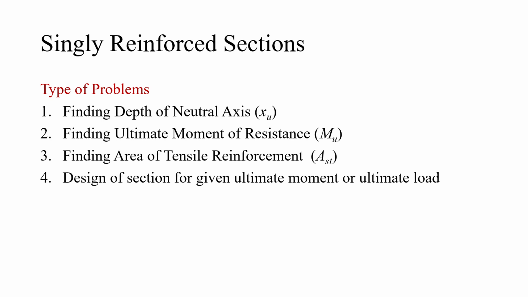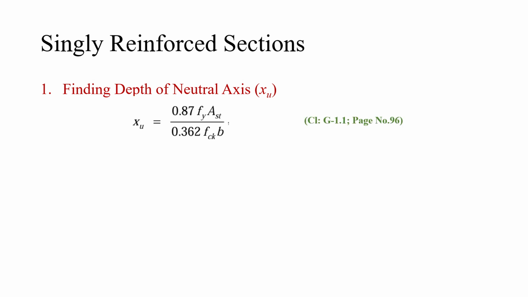In the design, we would be finding what is the effective depth. Then from that we need to find out what is the area of tensile reinforcement required, all this. So in the first type of problem, we'll be finding the depth of neutral axis if all the sectional dimensions are given. So the equation is xu equals 0.87 fy Ast over 0.362 fck b.